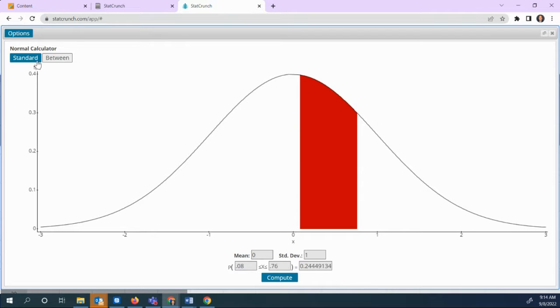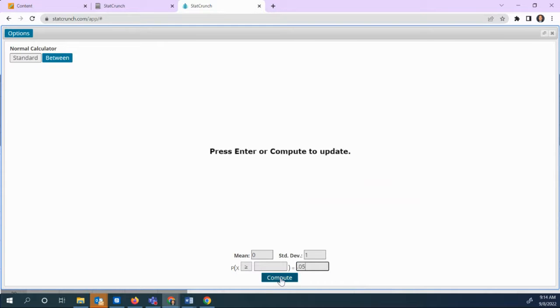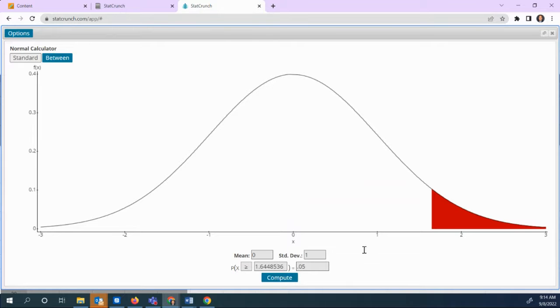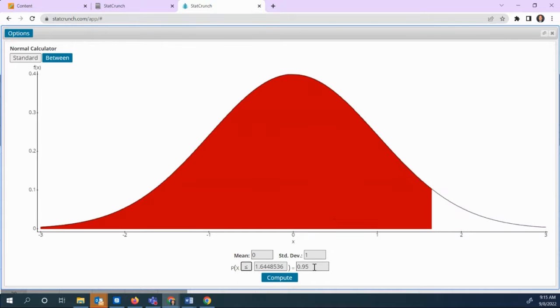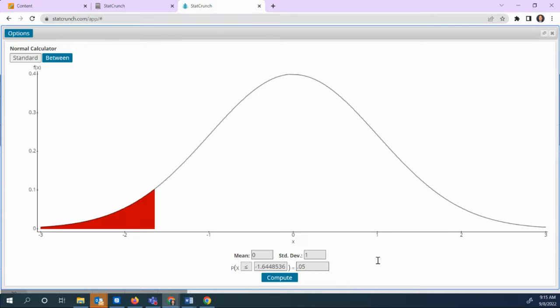So watch this. If I just hit standard and I want the percentage to be 0.05, I can hit compute. So this would be 1.64 standard deviations above normal is the cutoff for the top 5%. If I go less than and I put in 0.05, there's the cutoff for the bottom 5%, 1.64 standard deviations below.